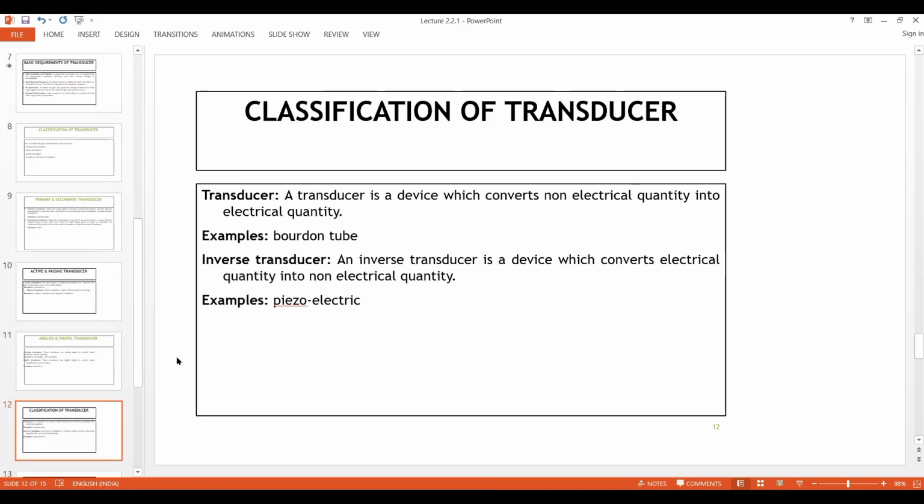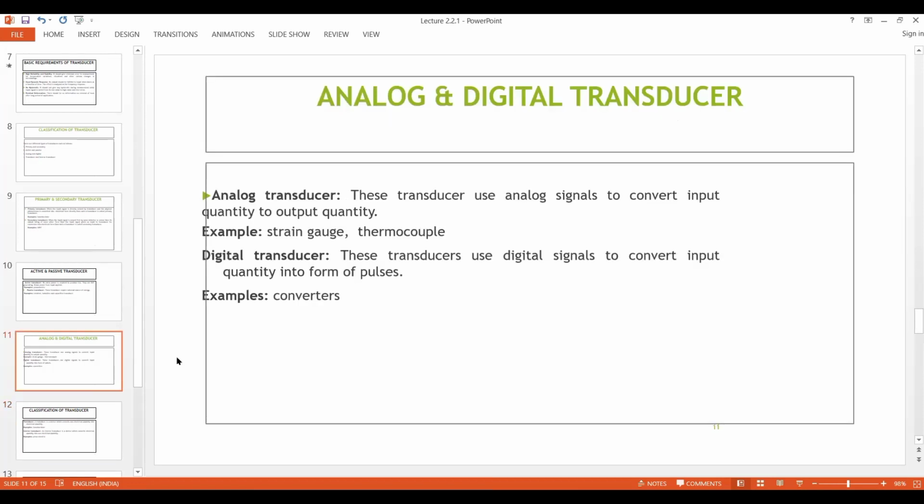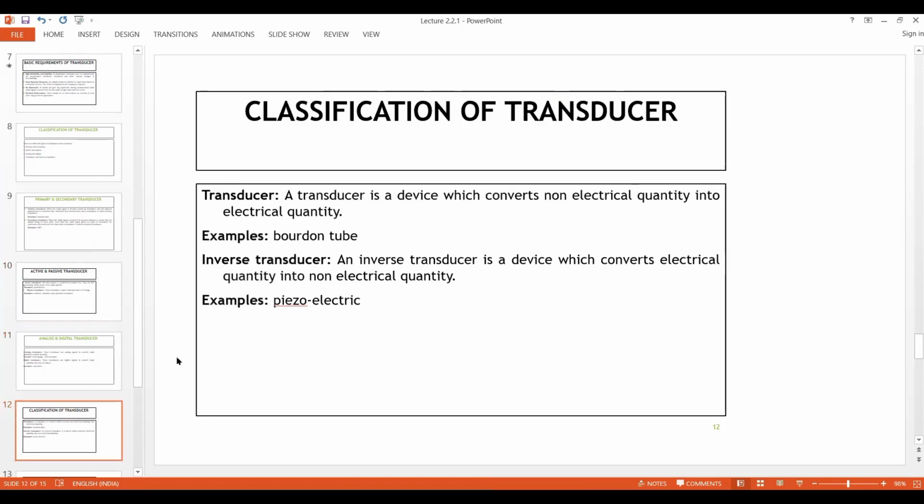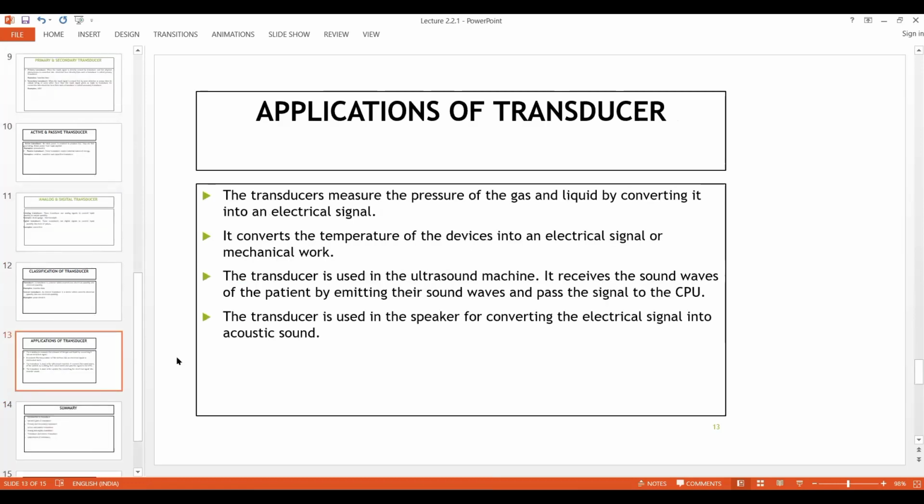Classification again: an inverse transducer converts electrical to non-electrical, like piezoelectric. So piezoelectric comes under both, right? The active transducer comes under both the inverse transducer and the transducer. We can find applications, for example, in movie halls, when we are dealing with pressures, with speakers, or when we need to convert signals, acoustics. We use this kind of transducer.